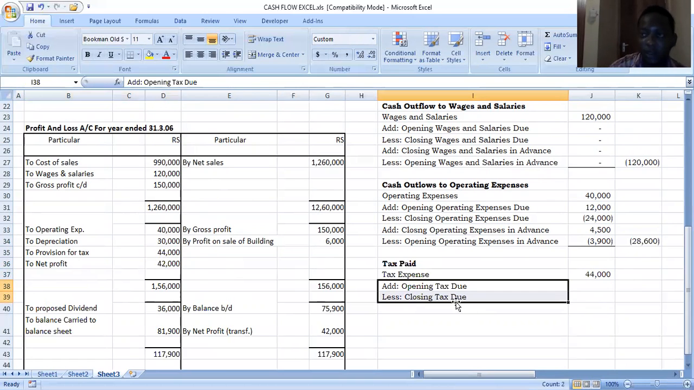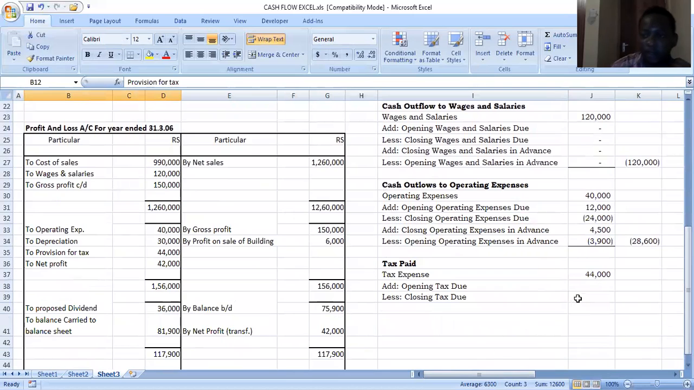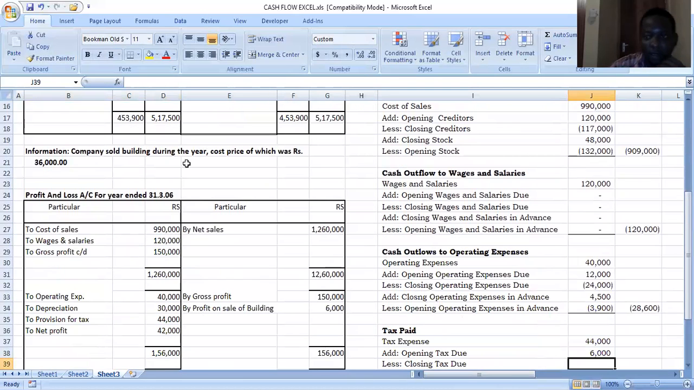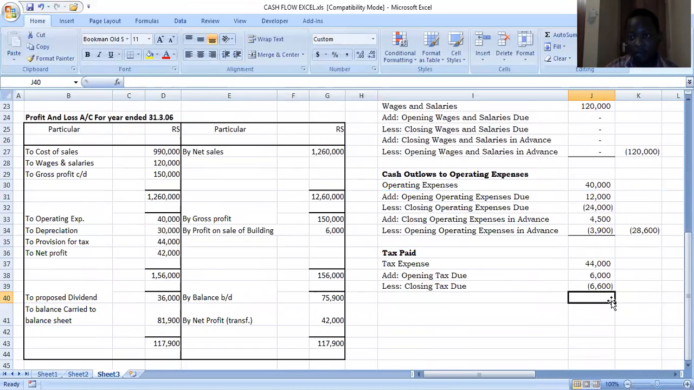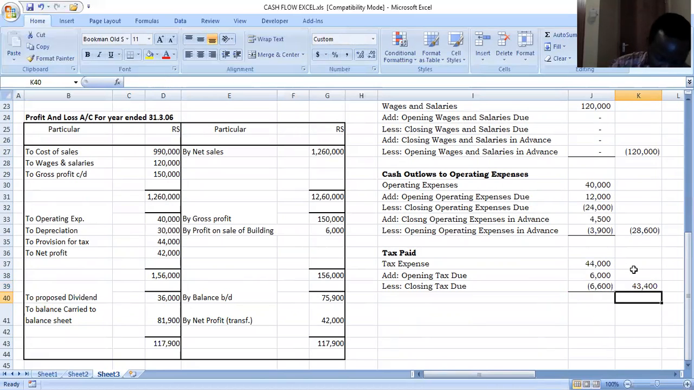Then we have the opening tax due and the closing tax due. These are current liabilities to the business. We can find them in the balance sheet on the liability side. We have 6,000 opening and 6,600 closing. So the opening tax due is 6,000 shillings, and the closing tax due is 6,600 shillings. With that, we have a cash outflow to tax equal to 44,000 plus 6,000 minus 6,600, which is 43,400.